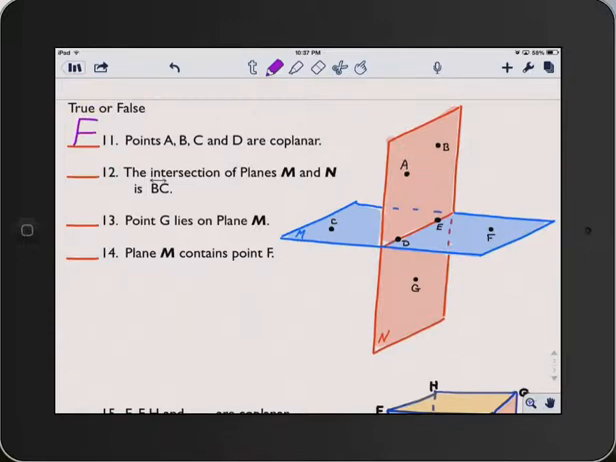Problem number 12, the intersection of planes M and N, M being the blue plane, N being the red plane. The intersection is line BC, which is false. The intersection is line DE.